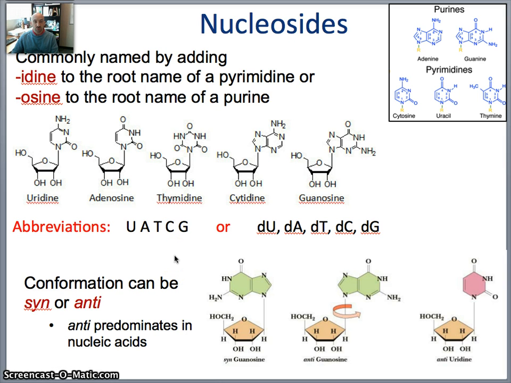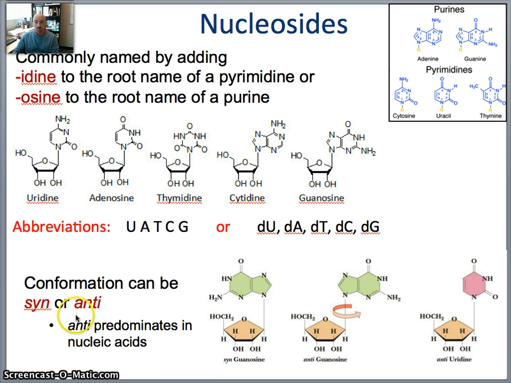When we have nucleosides, which just means we have the sugar and the base, with no phosphates, we can name nucleosides by adding the ending -idine to the root name of the pyrimidines, or -osine, O-S-I-N-E, to the root name of the purines. And so we get things like uridine from uracil, and adenine to adenosine. The -osine ending tells us that we have a nucleoside, which means we have an adenine base attached to the ribose sugar. Adenine is over here. Sorry, these should be switched.